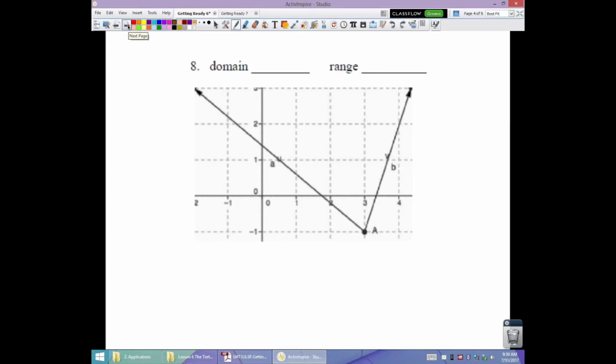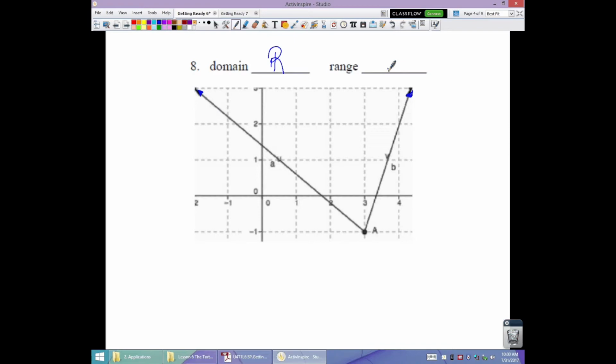Number 8. Now notice in number 8, these arrows indicate that the graph continues beyond what we see. It continues to rise and go to the left and to the right. So my domain would be all real numbers. The graph continues to the left and to the right.